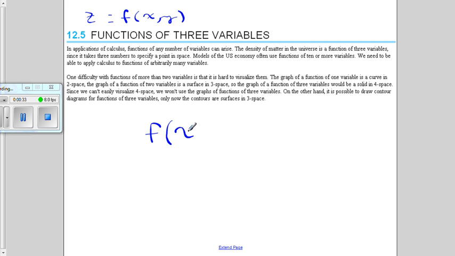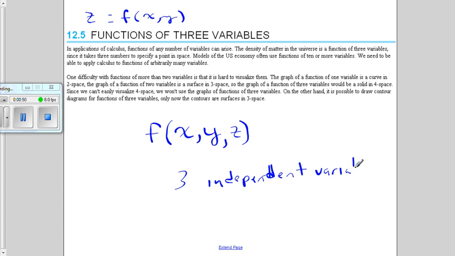So what we're going to start looking at is what happens if we have some function with three independent variables. Well, the difficulty is that it's hard to visualize them because if there are three independent variables, this is a 4-dimensional surface.